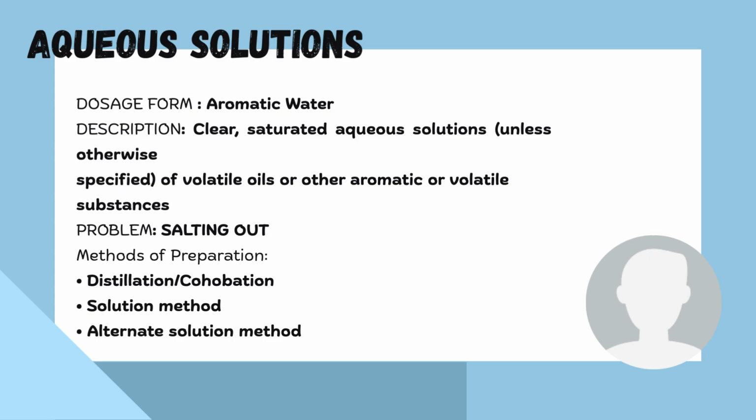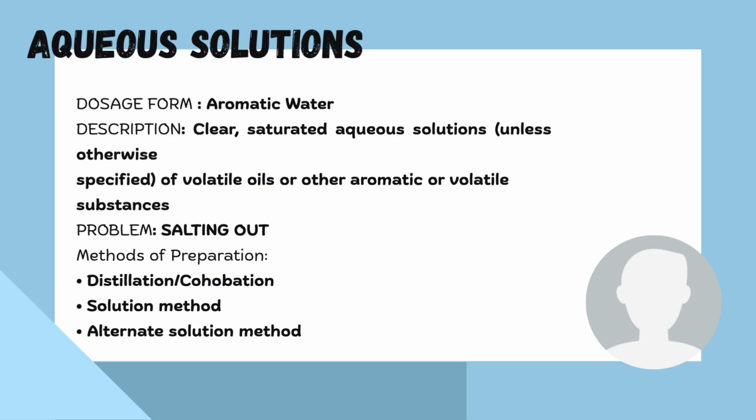And then there are three main methods to prepare aromatic waters. First, distillation or cohobation method. The volatile substance is distilled with water and the distillate is collected. If some oil separates, ibalik siya sa distillation flask. This is called cohobation. It produces clear and stable aromatic water, and it is the best method for high quality products. And then second, the solution method.